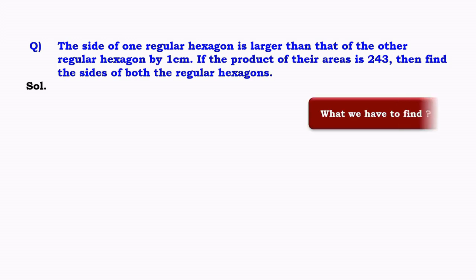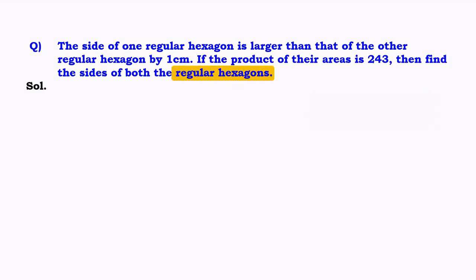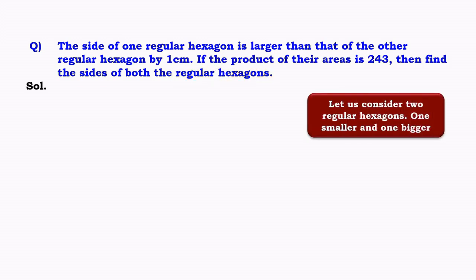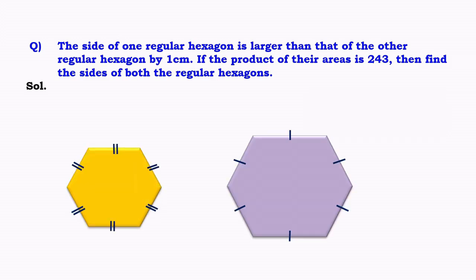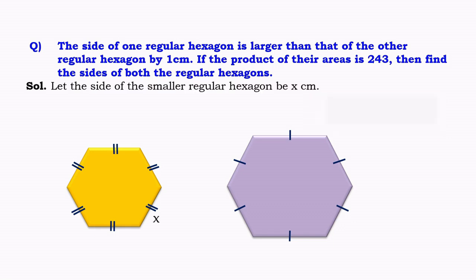Before proceeding, let us recall what a regular hexagon is. A hexagon is a polygon having 6 sides. A regular hexagon is a hexagon in which all 6 sides are equal in length. Now let us consider two regular hexagons, one smaller and one bigger. Let the side of the smaller regular hexagon be x centimeters. Since the side of the bigger hexagon is 1 centimeter more, its side will be x plus 1 centimeters.